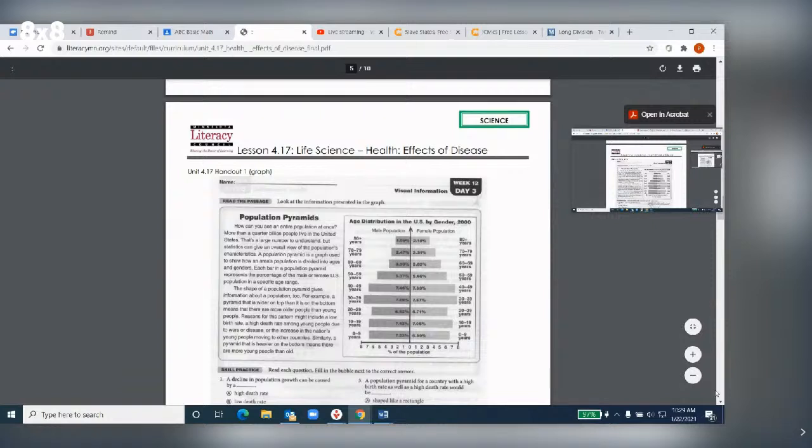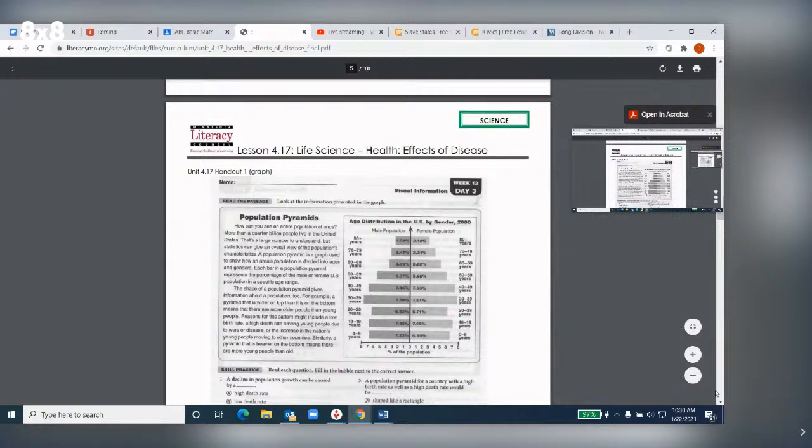The shape of the population pyramid gives information about a population too. For example, a pyramid that is wider on top than it is on the bottom means there are more older people than young people. Reasons for this pattern might include a low birth rate, high death rate among young people due to wars or disease, or an increase in the nation's young people moving to other countries. Similarly, a pyramid that is heavier on the bottom means there are more young people than old.